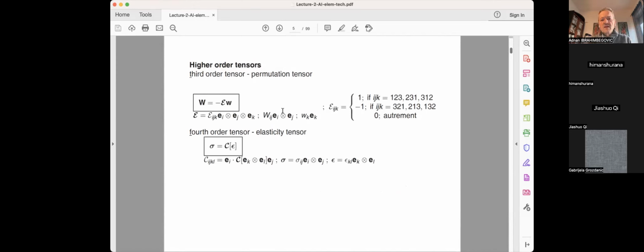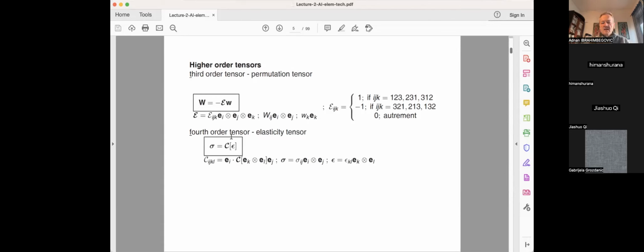For example, a third-order tensor would be the permutation tensor. It takes a vector w, let's say the axial vector of an infinitesimal rotation, and then this permutation tensor produces a skew-symmetric tensor W, which is a skew-symmetric tensor representation of the infinitesimal rotation. So this, by definition, is a third-order tensor, because you act upon a first-order tensor, the vector, and then you produce a second-order tensor.